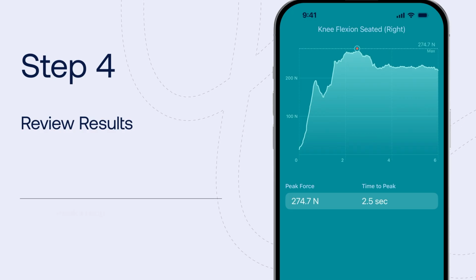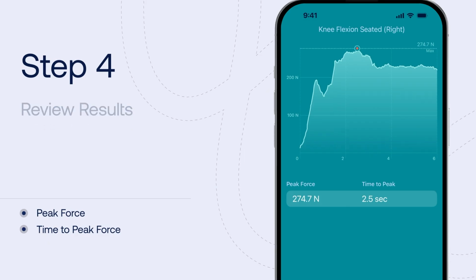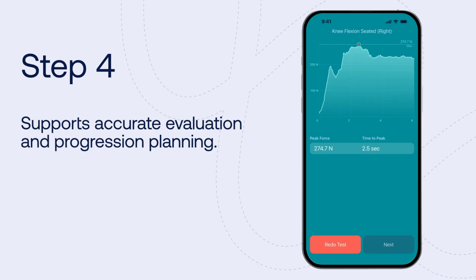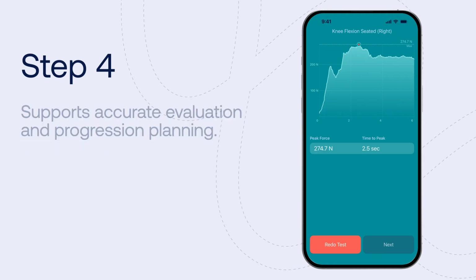Strength tests display the maximum force and time to peak force achieved during the test. These metrics can highlight strength gains, identify asymmetries, and guide progression planning from session to session.